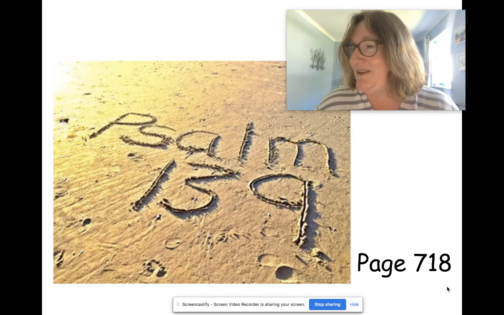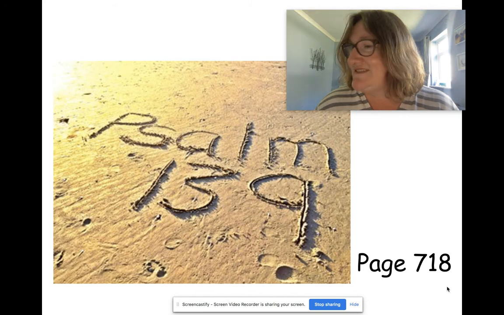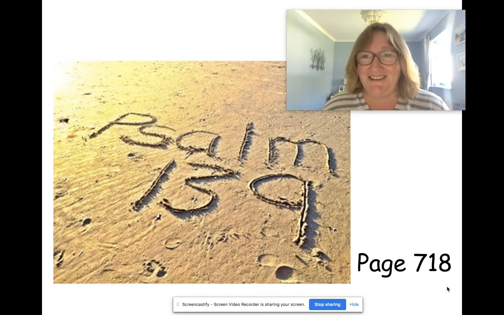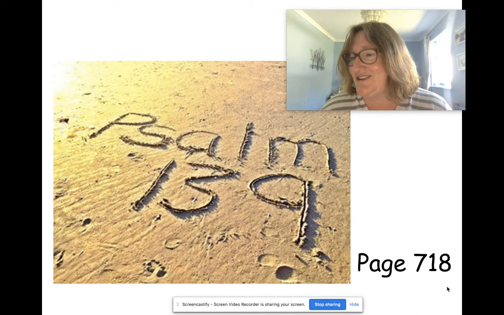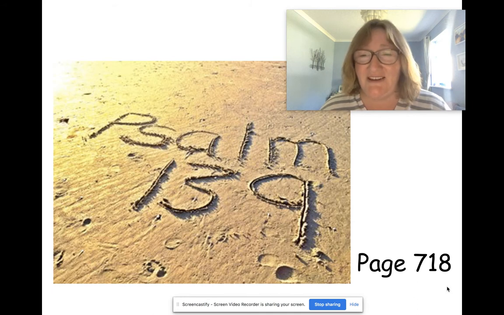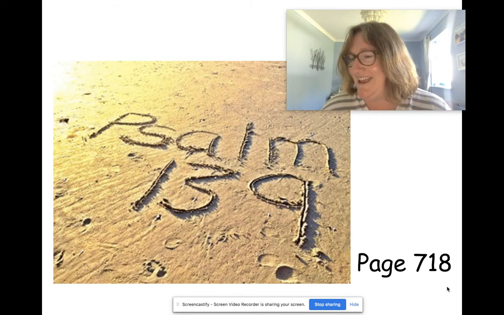Were I to count them, they would outnumber the grains of sand. When I am awake, I am still with you. And this is just such a lovely psalm. It talks so much about God being with us and knowing us so well, that even before we speak a word, he knows what we are going to say. Before a word is on my tongue, you, Lord, know it completely.